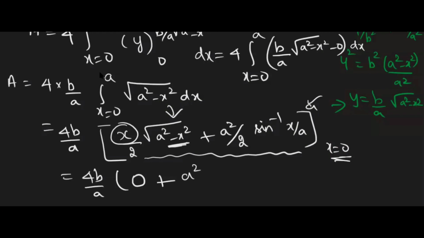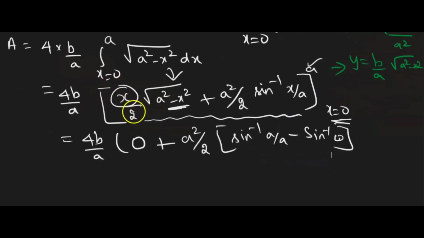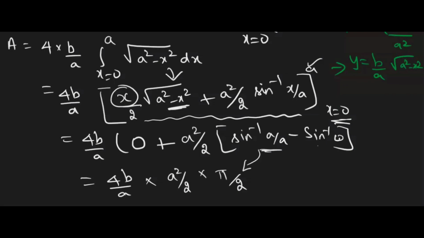Second term, a square by 2 is common, sine inverse of a by a minus sine inverse of 0, if I substitute x as 0 in the second term. So what is sine inverse of 1? That is equal to 4b by a into a square by 2 into sine inverse of 1 is pi by 2 and sine inverse of 0 is 0. So you will get only pi by 2. This term will become 0. This term, sine inverse of 1 is pi by 2.